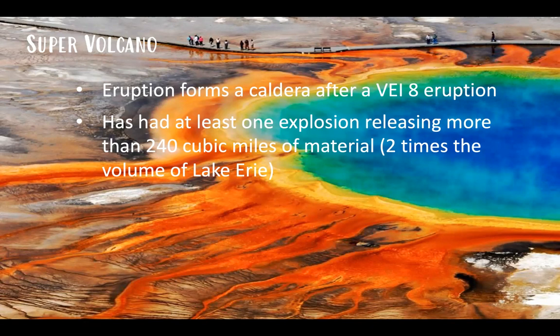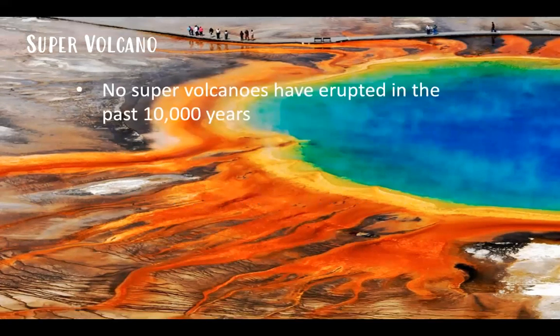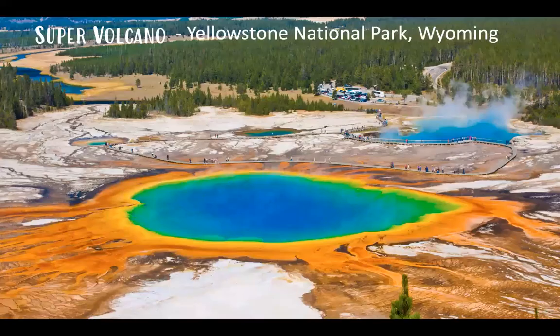So if you know Lake Erie is one of the Great Lakes around Michigan on the thumb side, 2 of those would have to explode. I know that's kind of hard to imagine how much stuff that is, but that's a lot. Future eruptions, probably not as catastrophic as the original ones. It would be mostly ash. Still cause a lot of problems, but not as bad as some people think it will be. There are no more supervolcanoes erupting, and haven't been for the past 10,000 years. 42 of them have erupted in the last 36 million years.